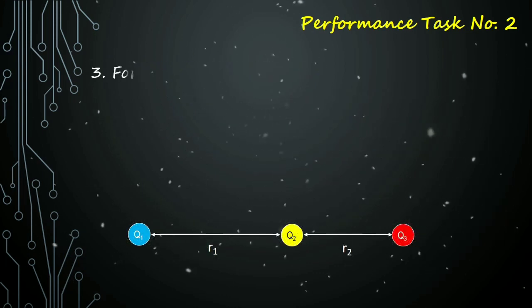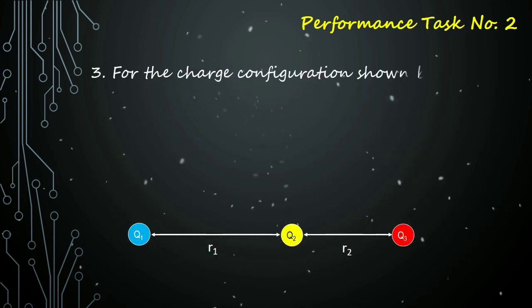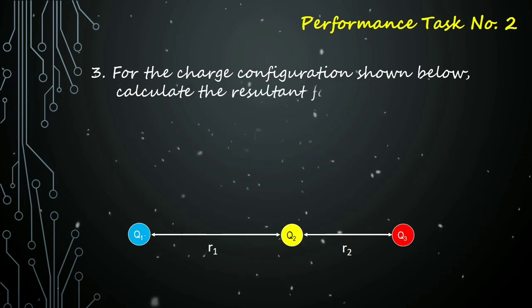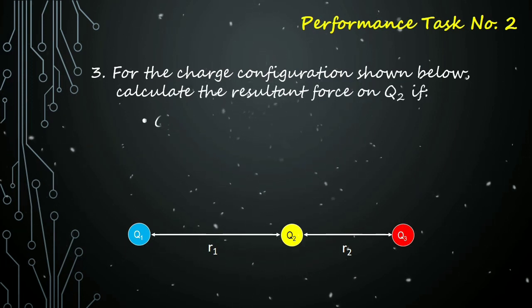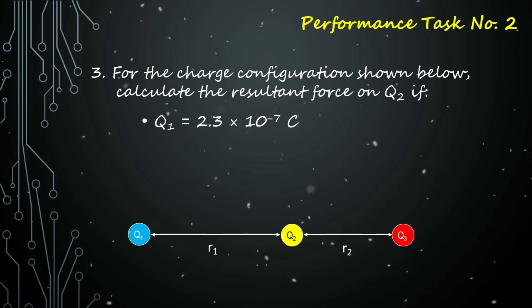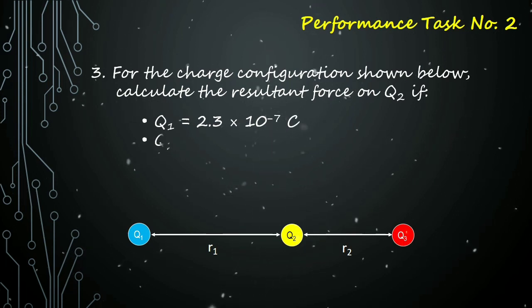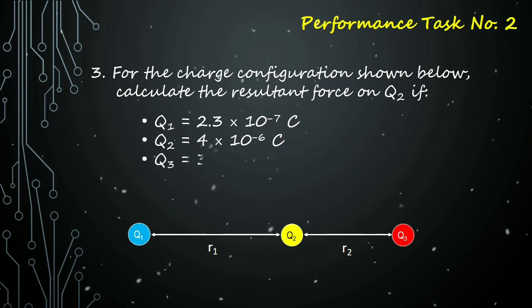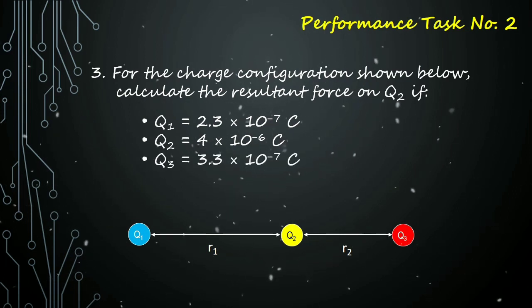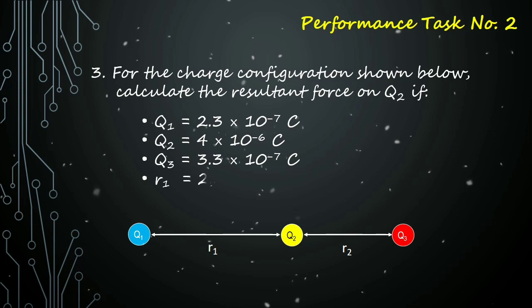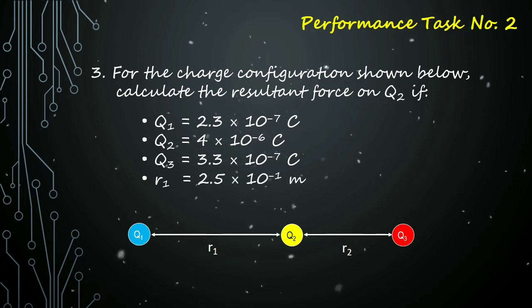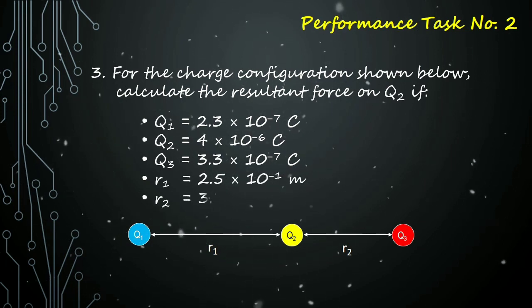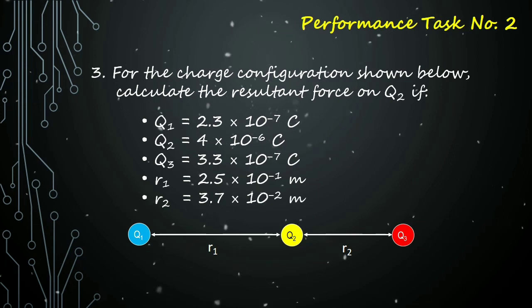Number 3. For the charge configuration shown below, calculate the resultant force on Q2. If Q1 equals 2.3 × 10^-7 coulomb, Q2 equals 4 × 10^-6 coulomb, Q3 equals 3.3 × 10^-7 coulomb, R1 equals 2.5 × 10^-1 meter, R2 equals 3.7 × 10^-2 meter.